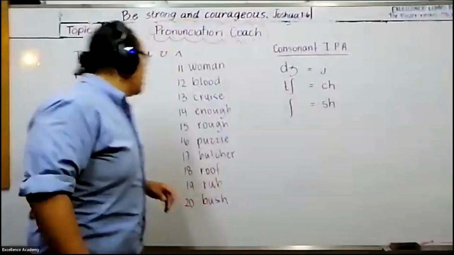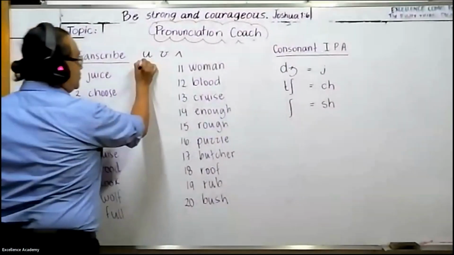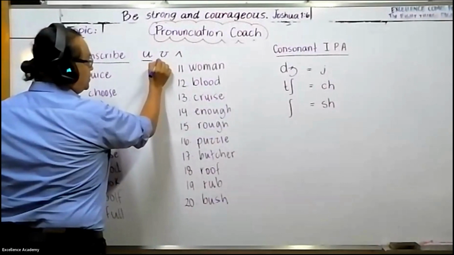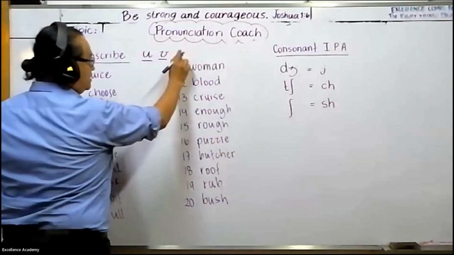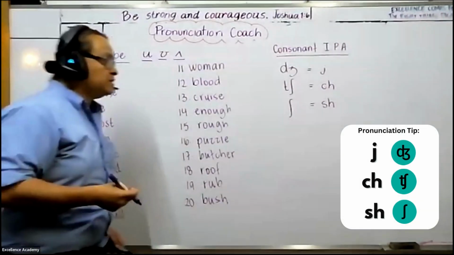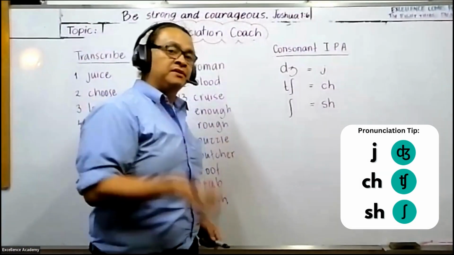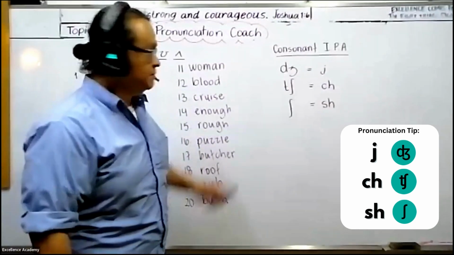We are exploring 3 vowel sounds: the long U sound, the short sound, and the short sound. Also, let's take the opportunity to learn the transcription symbols for 3 important consonant sounds in English.